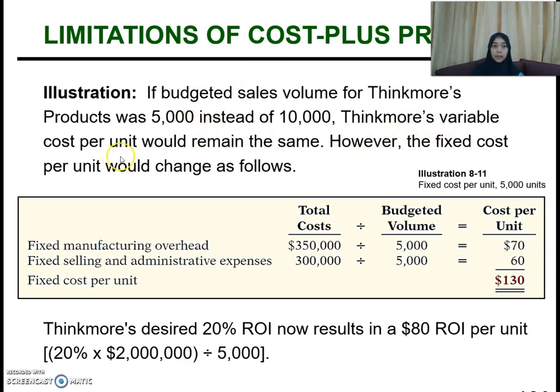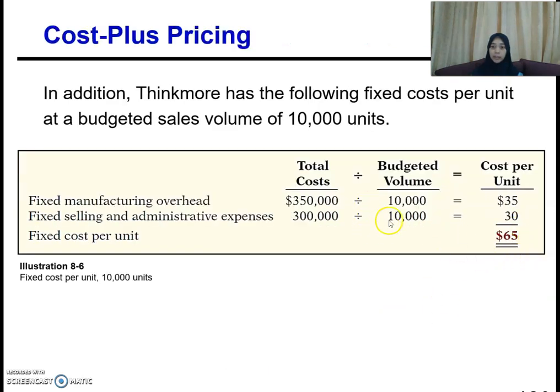So Thinkmore's variable cost per unit would remain the same. However, the fixed cost per unit, we are talking about the per unit, would change as follows. So now the total fixed cost remains the same. Okay, the total remains the same, but now you spread the cost over fewer units. So per unit, you will have 130 instead of previously 65. Remember previously the same amount of cost, but you divide by the 10,000. If you divide by 10,000, per unit will be 35 and 30. So the total per unit will be 65 only.